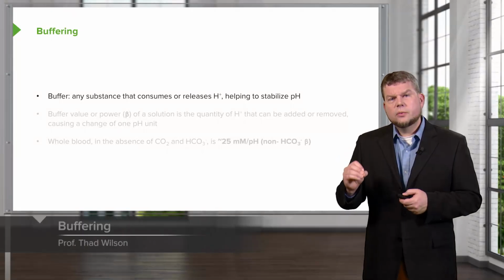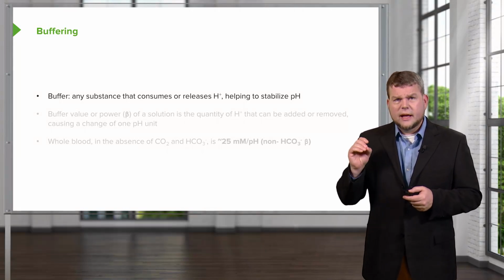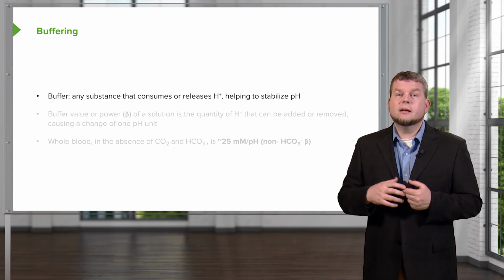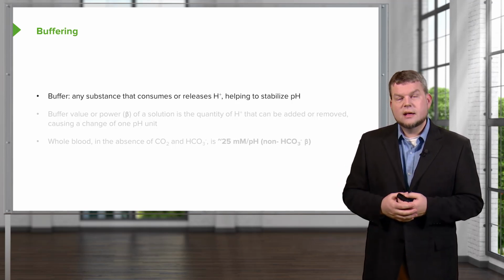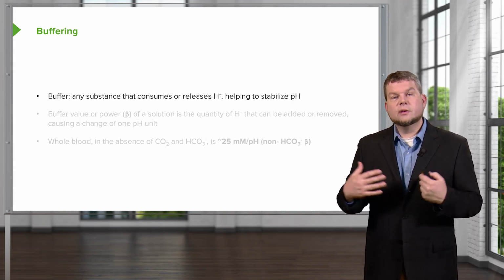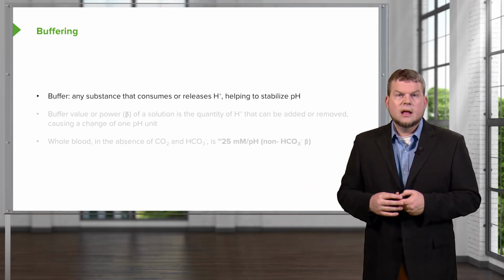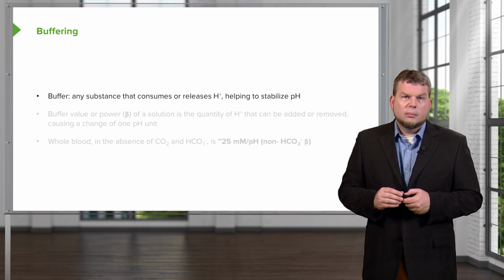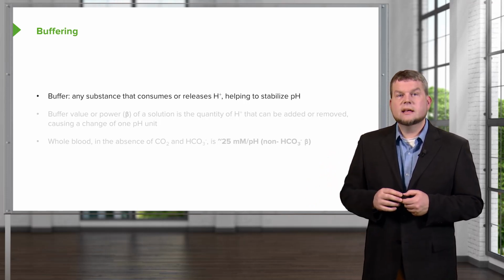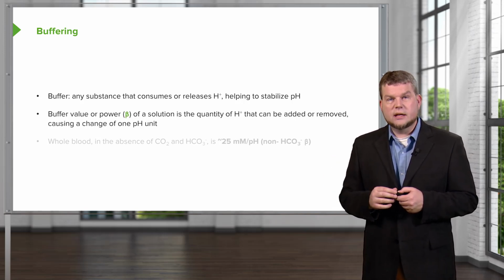If we want to go through buffers and talk about them in greater detail, we have to spend a little bit of time going through what the power of the buffer is. Different buffers will work at different pHs and through a different level or amount of buffering capability. The strict definition of a buffer is anything that consumes or releases a hydrogen ion. Again, this helps to stabilize pH.